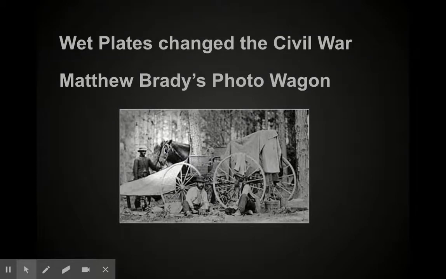The last technology we're going to take a look at that really addresses our learning target is a technology called wet plates. With wet plates, you could take an original negative and turn it into as many prints as you wanted. You could print them on paper. And so this, once again, made them really inexpensive, and you could send them anywhere, right? And have so many different photos.